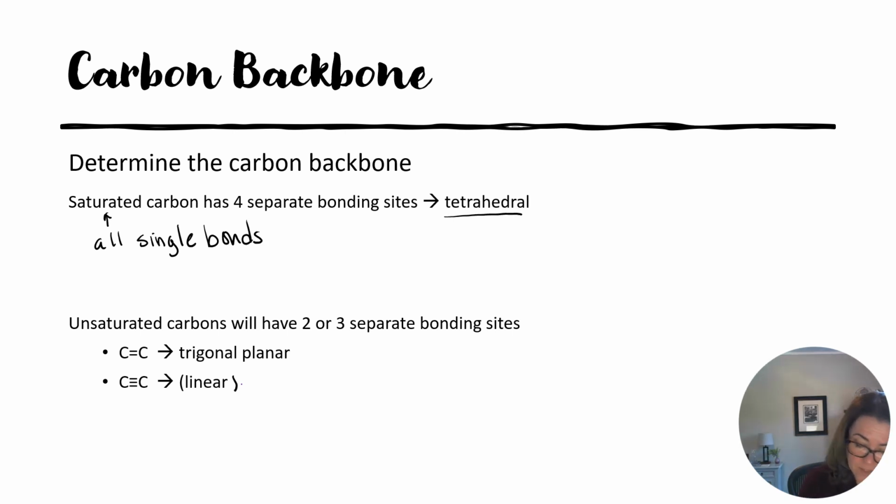So if I have something like this, okay, and I'm looking at my carbon backbone. I don't know if you can see that yellow. Okay, that is going to be my carbon backbone. So both of these carbons are going to have that tetrahedral shape.